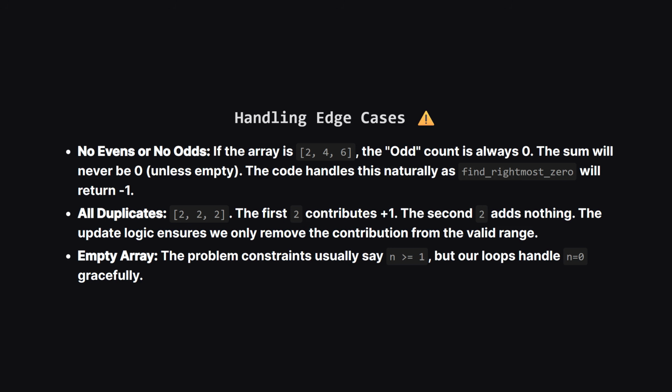It's always good to think about edge cases. What if we have only even numbers? Then our running sum will just keep increasing and never hit 0, so we correctly return length 0. What if we have duplicates like 2, 2, 2? Our next_occurrence logic handles this perfectly. The first 2 contributes to the sum only until the second 2 appears. When we move past the first 2, we remove its contribution, and the logic holds up. The segment tree approach is robust against these patterns.